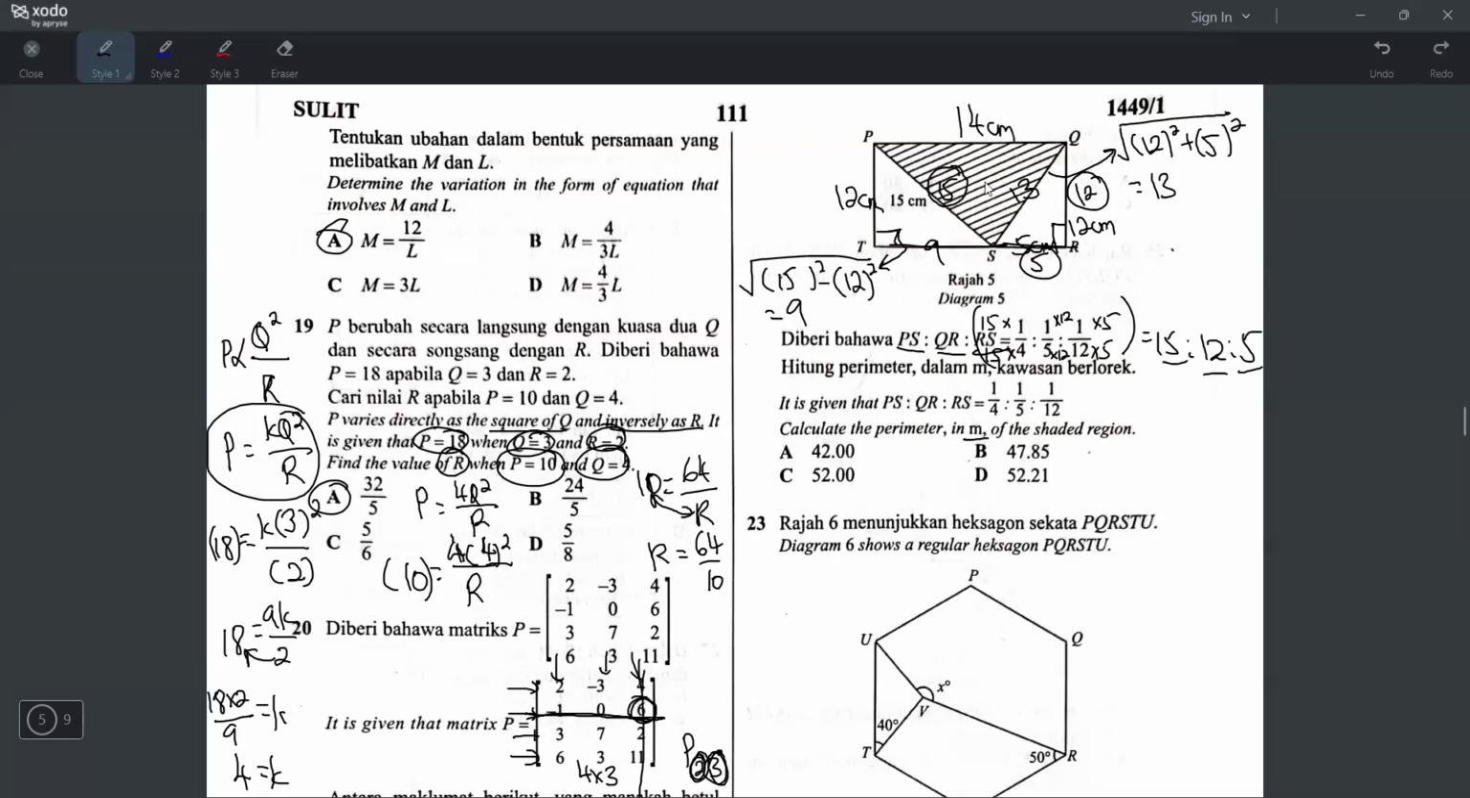Okay, so now boleh cari perimeter. 14 cm plus 13 cm plus 15 cm. So what is 14 plus 15 plus 13? Kalau you tekan, you dapat 42. So the perimeter is 42 cm. So A is the answer.